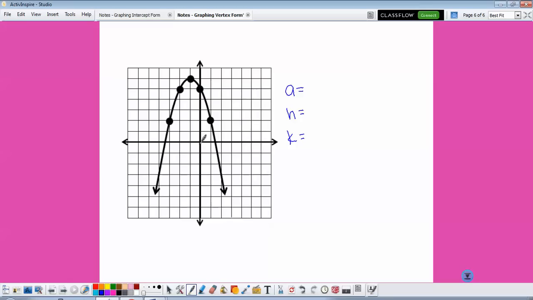My vertex this time is at -1, positive 1, 2, 3, 4, 5, 6. If I go over one box, that dot's down 1, so a is -1. So y equals -(x plus 1) squared plus 6.